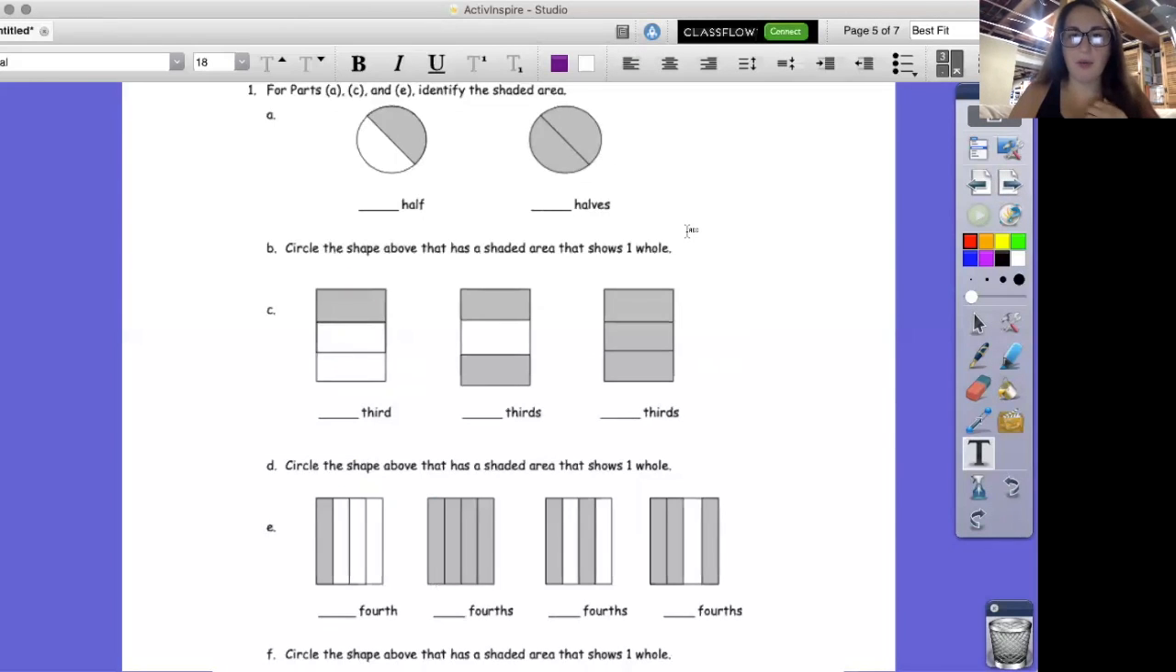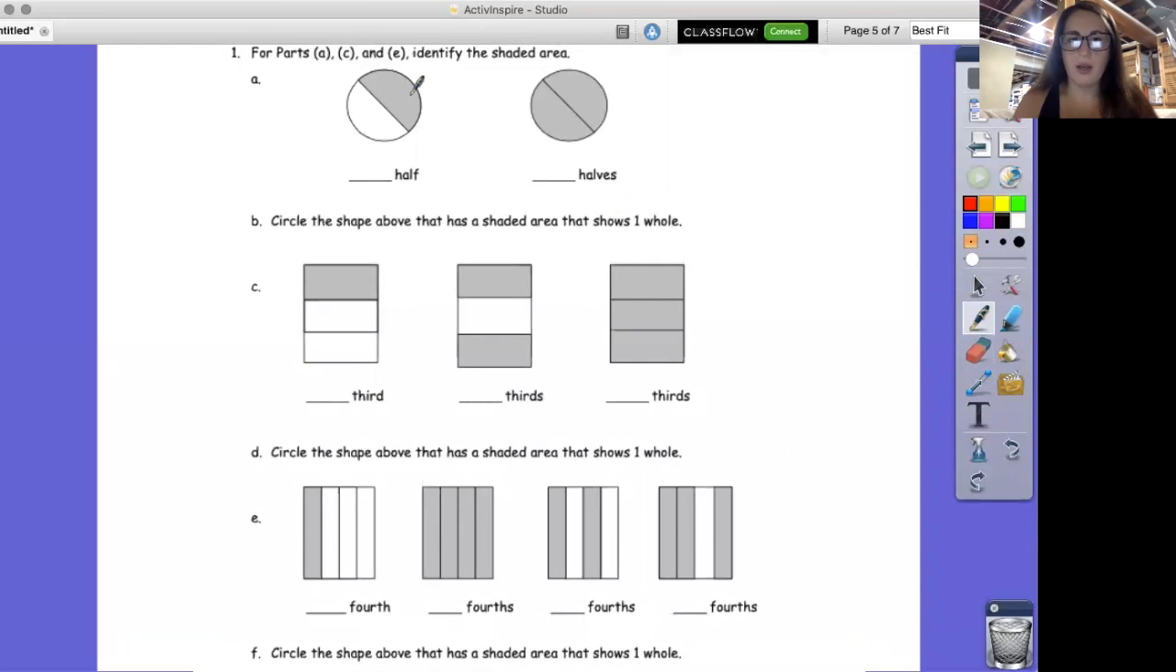All right, we're now going to move on to our Lesson 11 sheet that was in your packet. So question number 1 says, for parts A, C, and E, identify the shaded area. So we want to know how many parts are shaded. Let's go ahead and count. So I see 1, 2 halves, and what part is shaded? I have 1/2 shaded. How about in this one? How many parts are shaded? Right, I see 2 halves that are shaded.